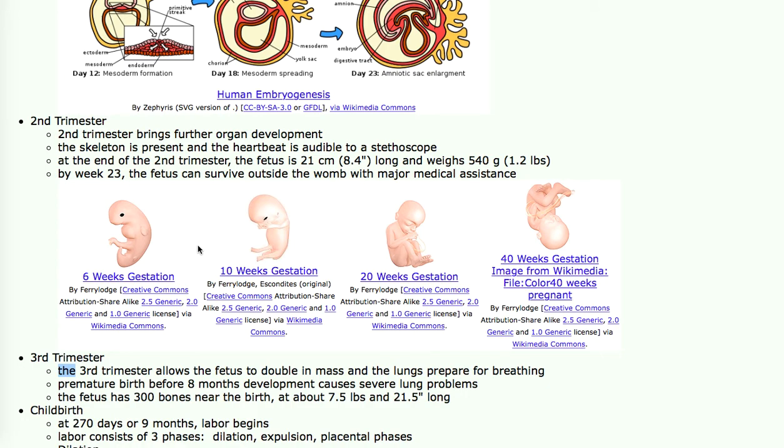Because at the end of the second trimester, the baby only weighs about 1.2 pounds, and that's not enough body mass to survive. The baby's body temperature will fluctuate too much, and it will die. So in the third trimester, the baby goes from 1.2 pounds to maybe 6 or 7 pounds or more. But then the lungs actually complete their development so that the baby can take its first breath.